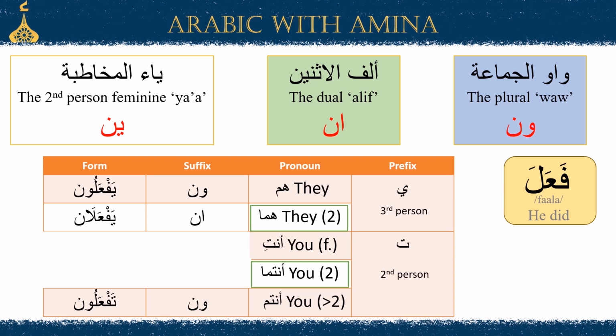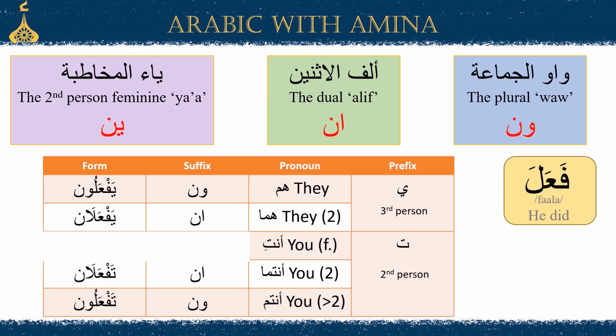And if we do antuma, you two are doing, we add the suffix alif noon, but with the prefix ta, taf'alan, you are doing. And lastly, we have ya al-Mukhataba, the second person feminine ya. Our remaining pronoun is you, anti, when referring to a female. The prefix is ta, and the suffix will be ya noon. Add it to our verb, and it becomes taf'alin, you are doing.